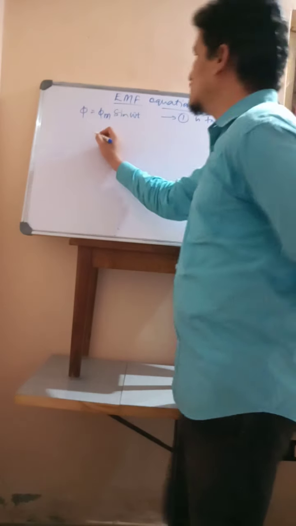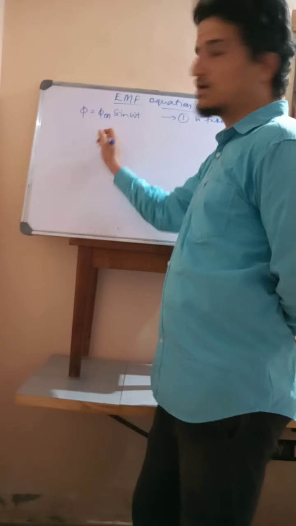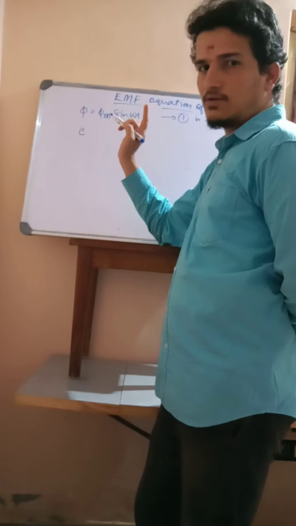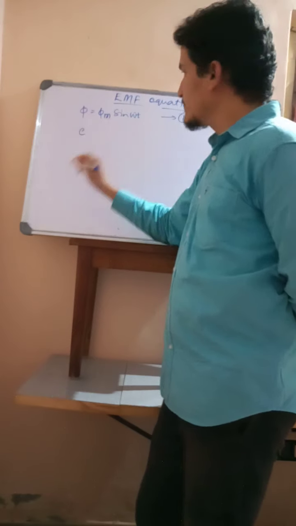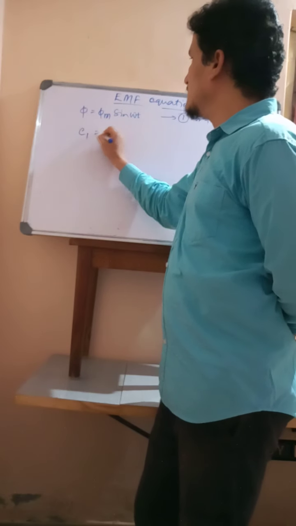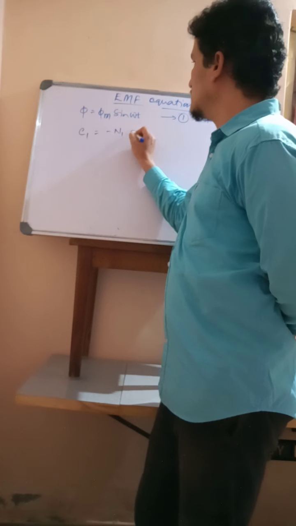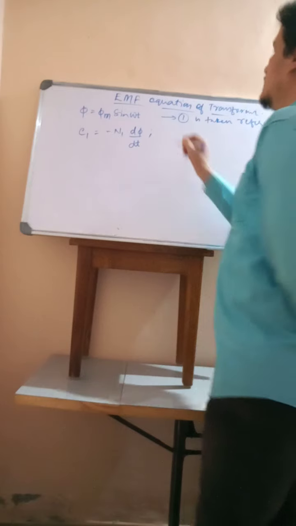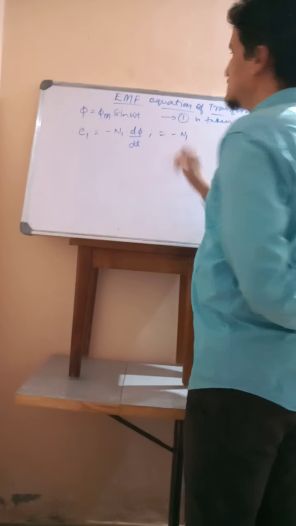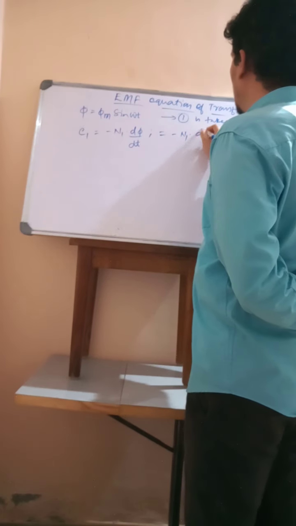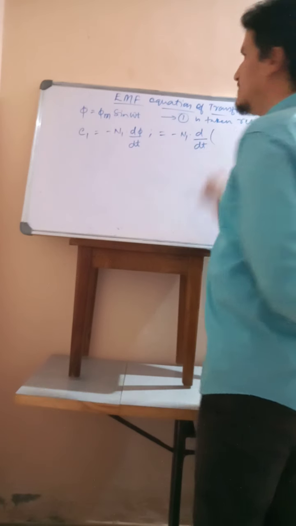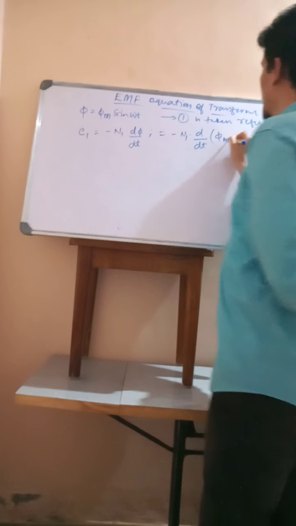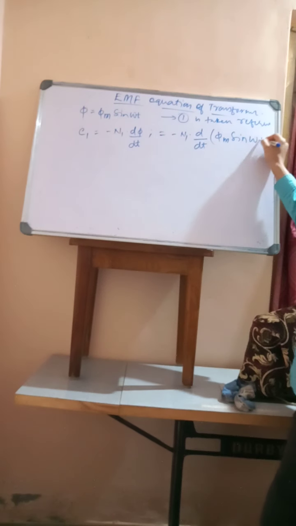So what is the induced voltage? Instantaneous induced voltage E1, small letter. Usually I will use small letters for instantaneous value, capital letter for the RMS value. Small letter e1 is equal to minus N1 into d phi by dt, as I told earlier. Now I will derive this: minus N1 into d by dt of phi m sin omega t, substituting phi here.